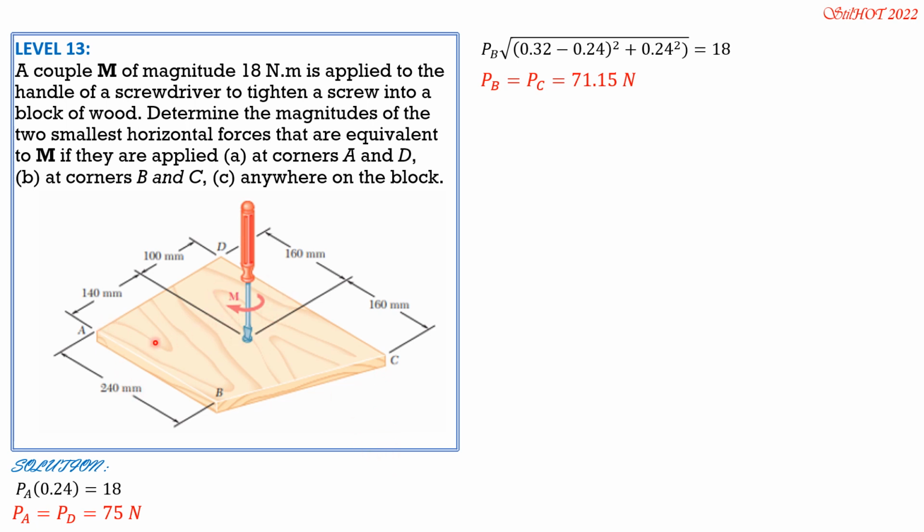Now the distance AC, because these forces should be perpendicular to AC, is simply the square root of 0.32 squared plus 0.24 squared. So P sub A times the square root of 0.24 squared plus 0.32 squared equals 18. So P sub A equals P sub C equals 45 newtons. So that's it.